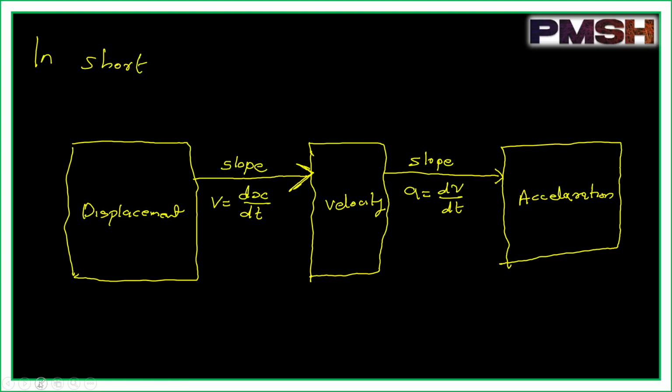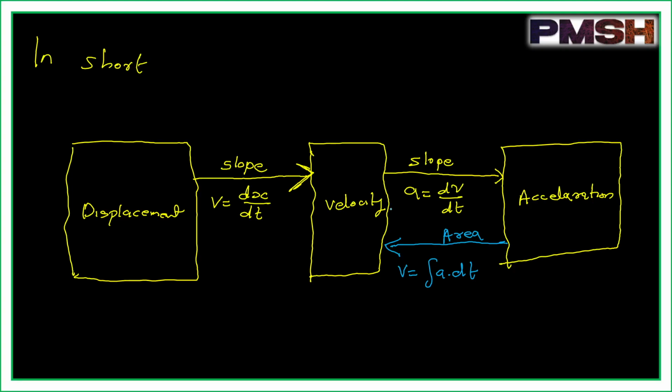Now from the acceleration time graph, you want to find velocity. Then what will you do? You will find the area. The area of the acceleration time graph will give you velocity. So what is the equation for velocity? Velocity is integral A dt. Clear?